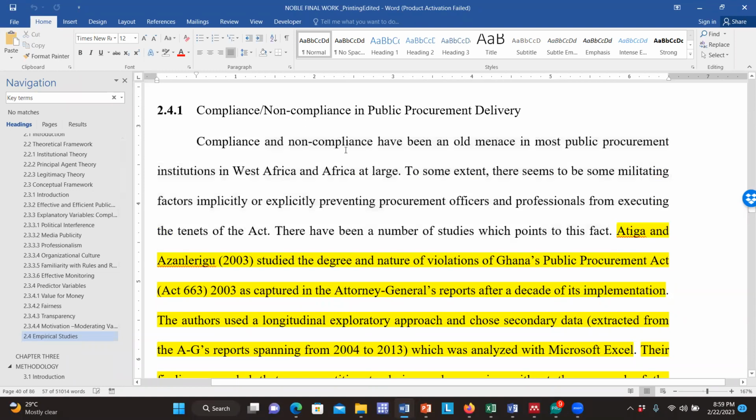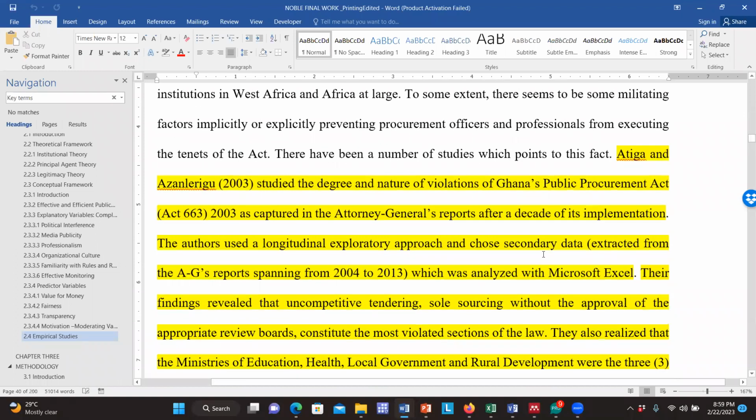He said compliance and non-compliance has been an old menace in public procurement institutions in West Africa and Africa at large. To some extent, there seem to be some militating factors implicitly or explicitly preventing procurement officers and professionals. You know why he says there seems to be? You understand? He's sharing his view, and he's very careful that he is not exact, okay? Then he says that there has been a number of studies which point to this fact. Now he starts. Now watch what I said.